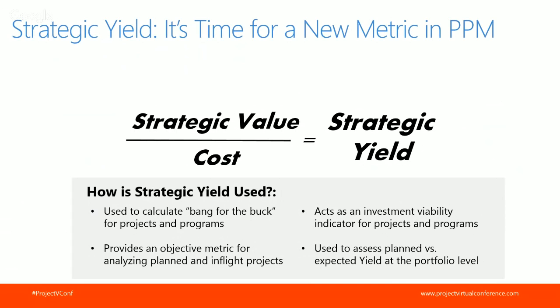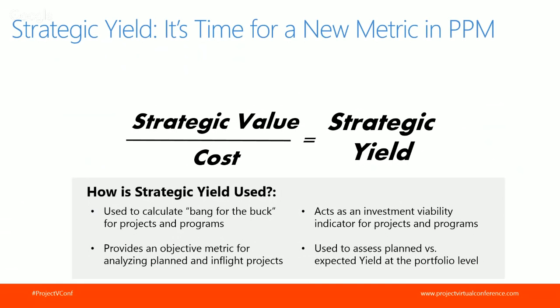So strategic yield is a pretty simple concept. It takes strategic value, so the strategic value score of the project, an absolute score, and divides it by its cost to give a strategic yield score. Obviously, value and cost can fluctuate at any time during the project's life, so in turn, yield can fluctuate.